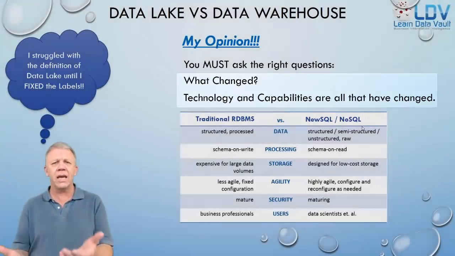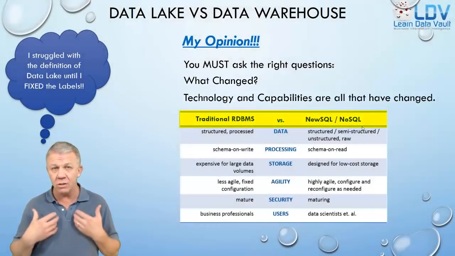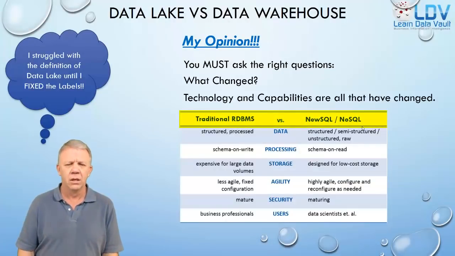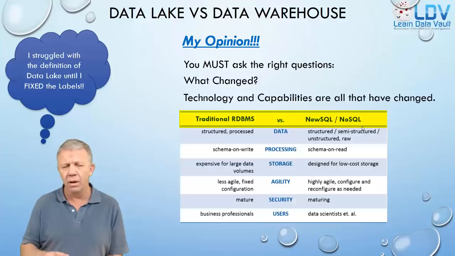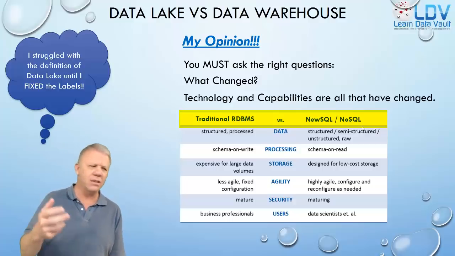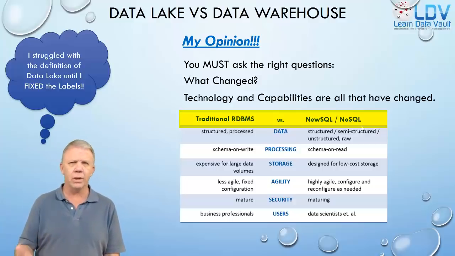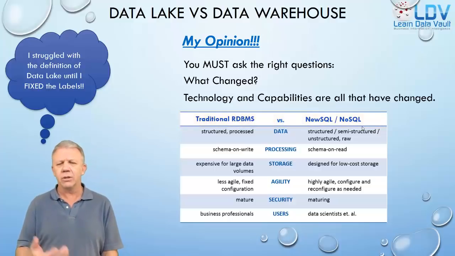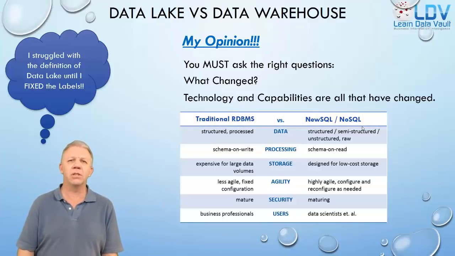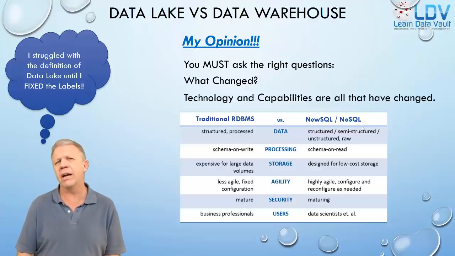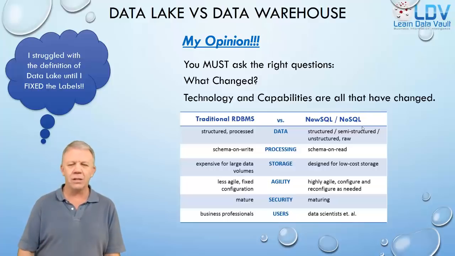When you change the labels of this chart, all of a sudden, at least to me, it makes a lot more sense. Traditional relational database management system or platform: Oracle, SQL Server, Sybase, DB2, MySQL, Postgres, all these kinds of things, structured and processed. I get it. All those relational database management solutions forced us to define table structures before we loaded data. Schema on write, yeah, that's part of it. Expensive for large data volumes.